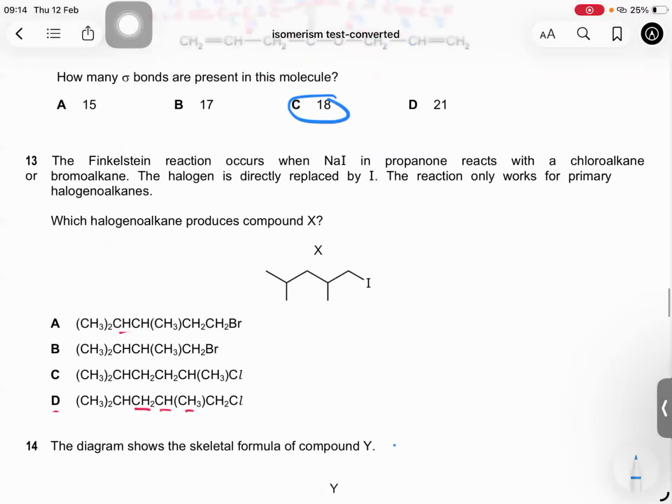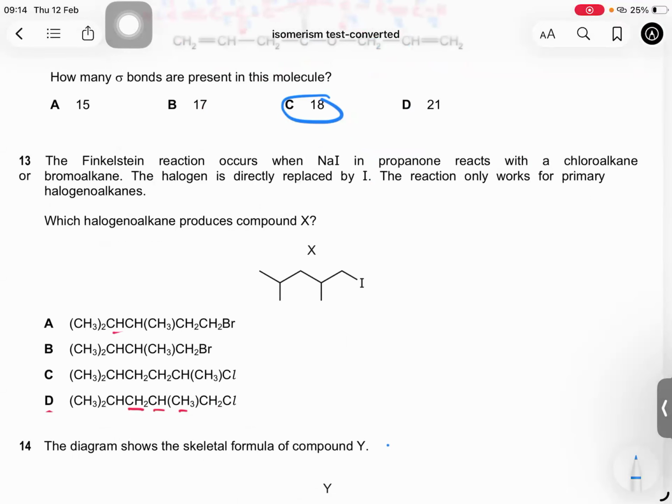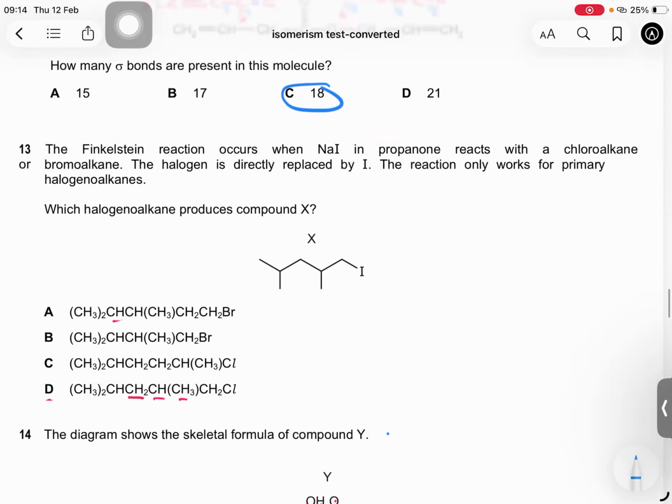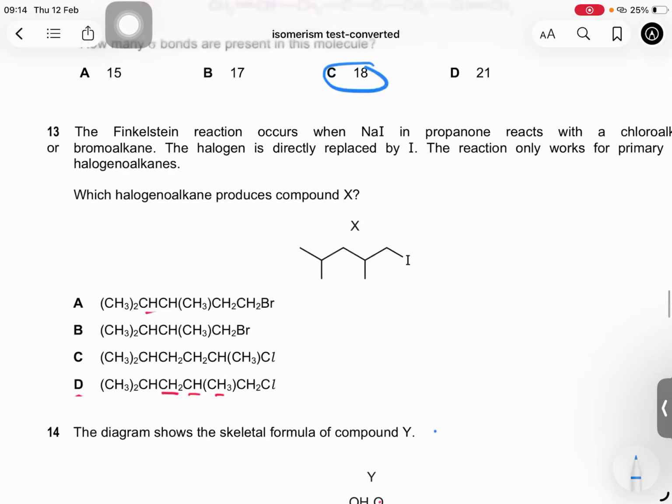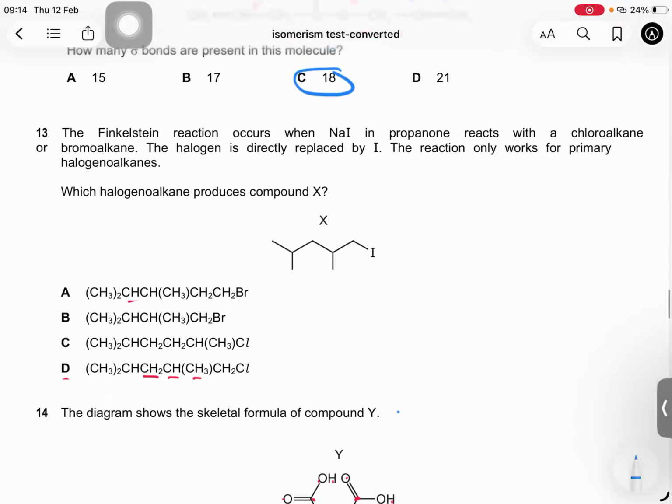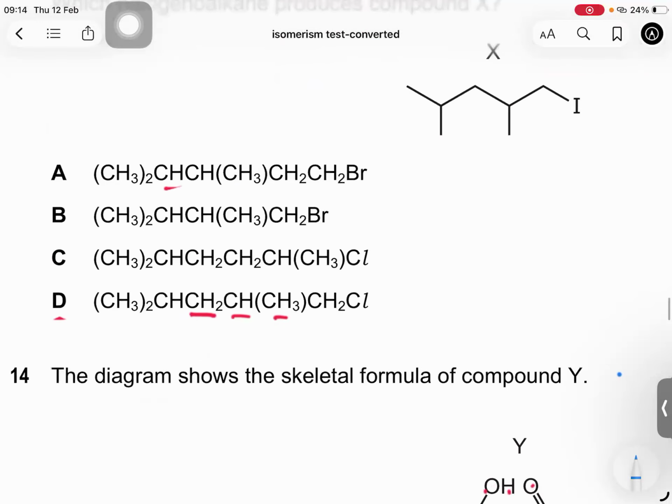Finkelstein reaction occurs when NaI in propanone reacts with chloroalkane or bromoalkane. The halogen is directly replaced by iodine. The reaction only works for the primary haloalkanes. Which haloalkane produces X? The statements tell you some complexities involved, but actually there was no complexity. It was actually asking to compare the skeletal formula with the structural formula and just replace iodine and look at the primary thing. That was the only requirement here.